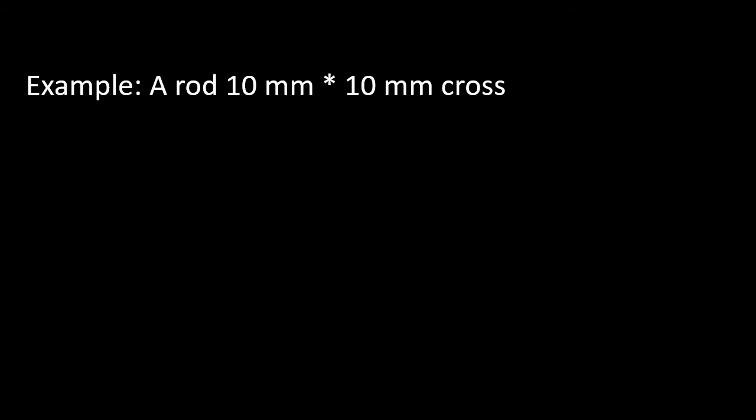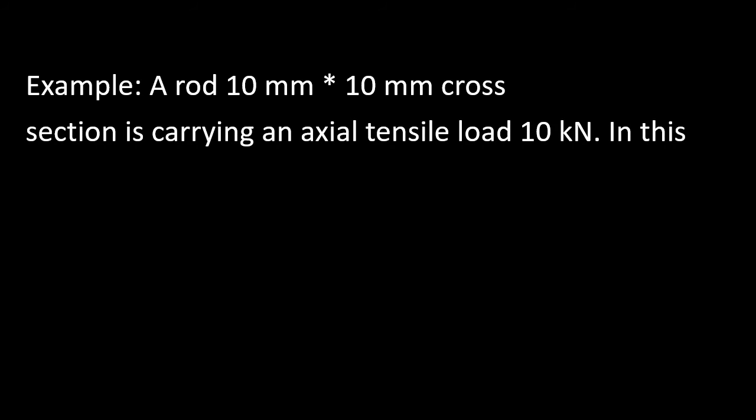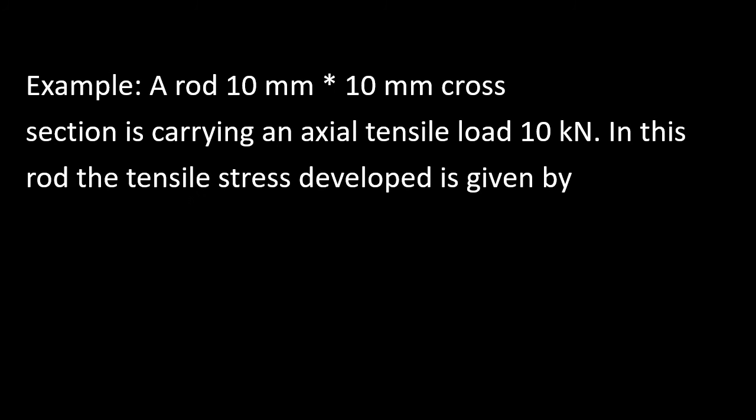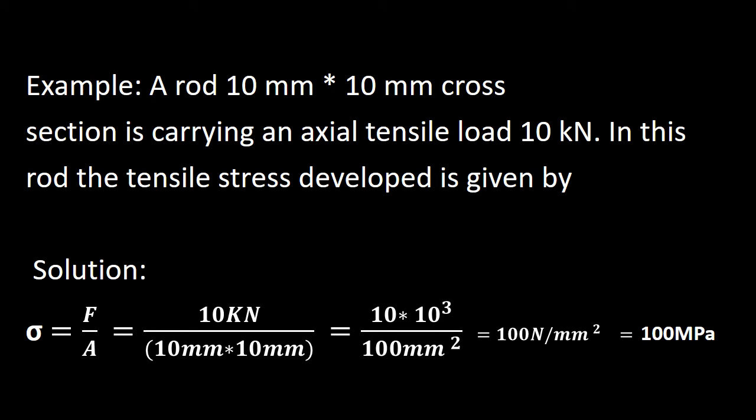Let us take an example problem. A rod of 10 mm by 10 mm cross section is carrying an axial tensile load of 10 kN. In this rod, the tensile stress developed is given by stress equals force by area. Force is 10 kN, area is 10 mm by 10 mm. The values will be substituted in the formula. We will get 100 megapascal.